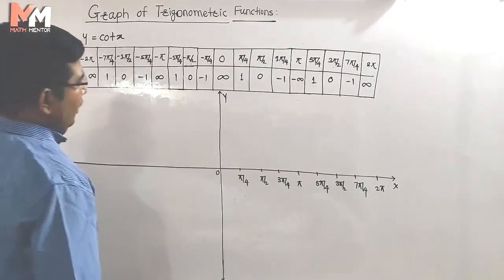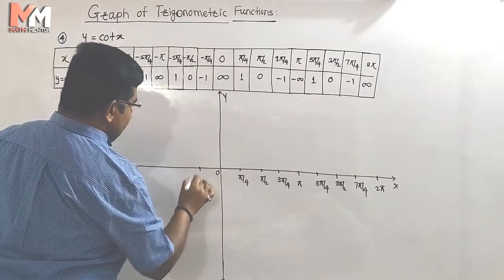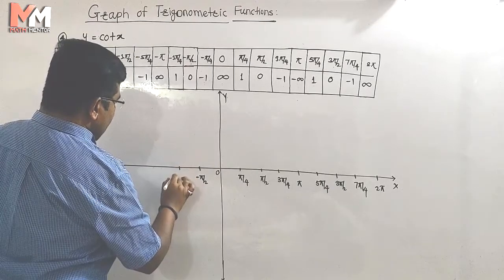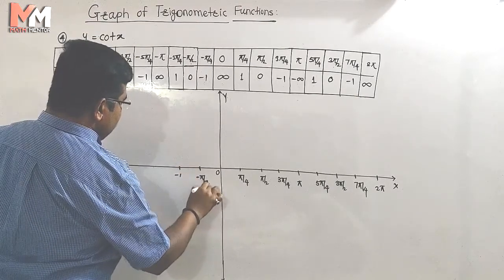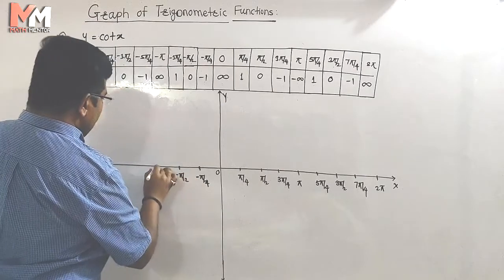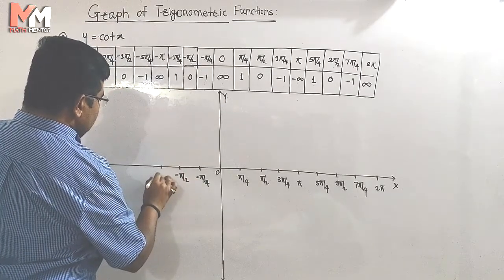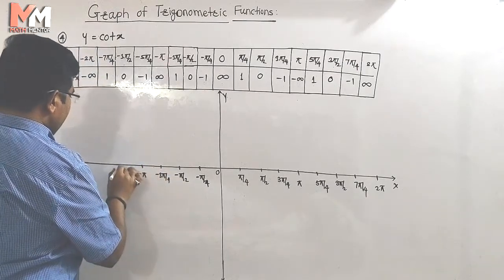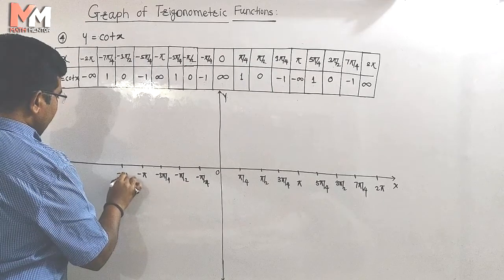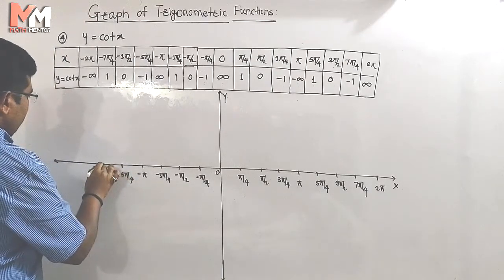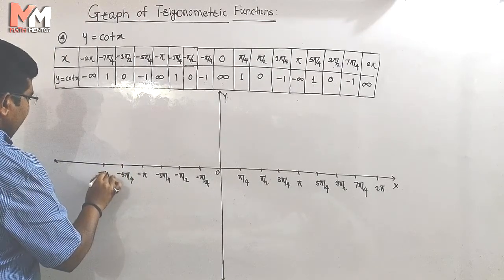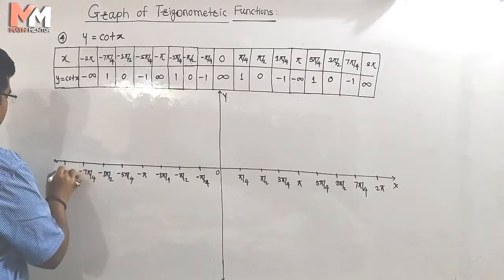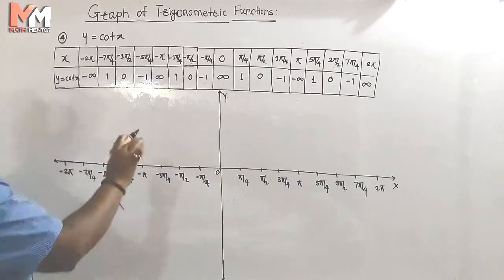Okay. Now on the left hand side it is the negative x-axis: minus pi by 4 first, minus pi by 2, minus 3 pi by 4, minus pi, minus 5 pi by 4, minus 3 pi by 2, minus 7 pi by 4, minus 2 pi. Got it?